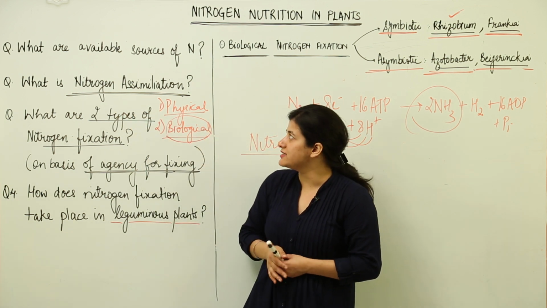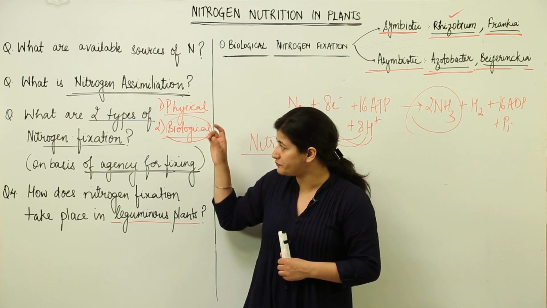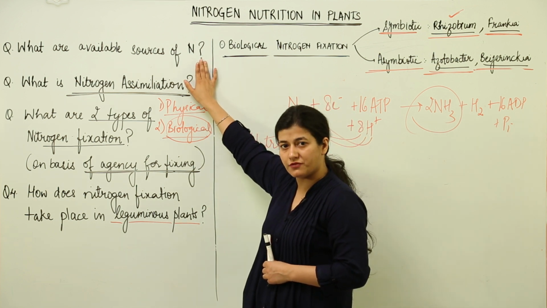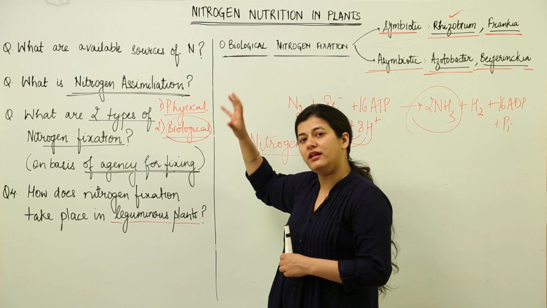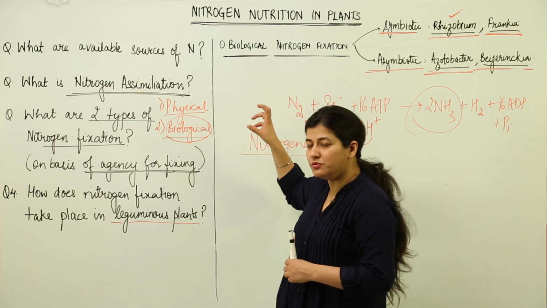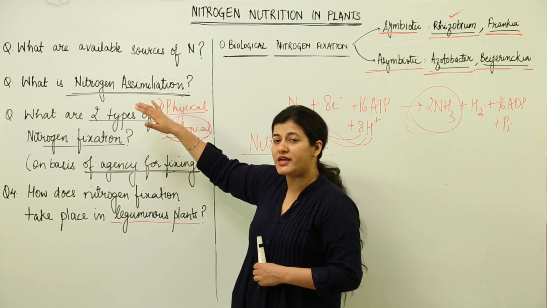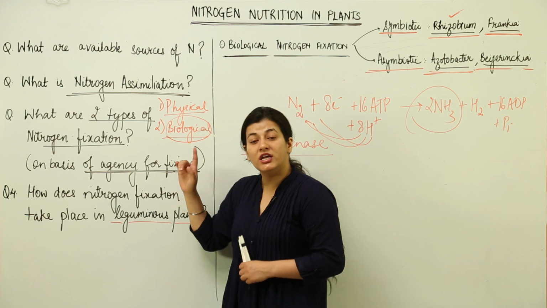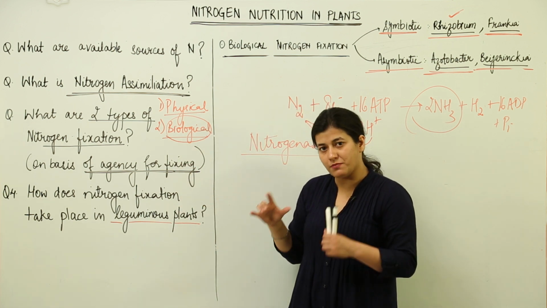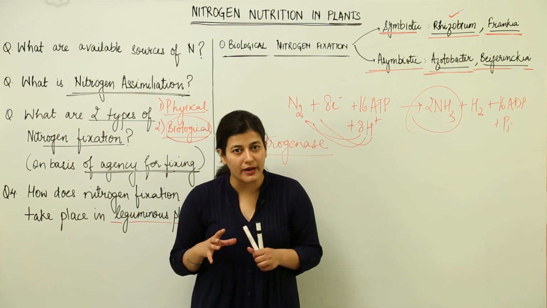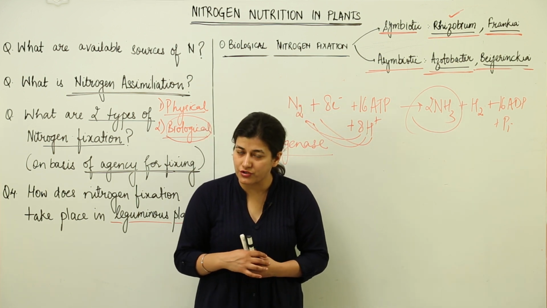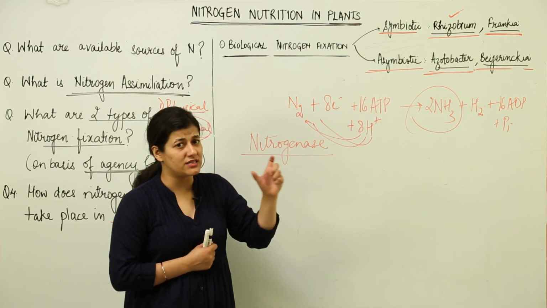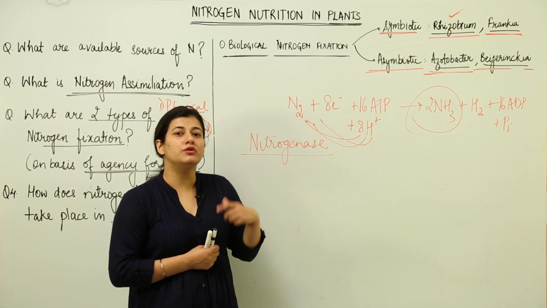So in the beginning we had discussed that we should be able to understand these points. Now I hope you are quite clear with what are the available sources of nitrogen. One would be atmospheric nitrogen and the soil nitrogen, which is in the form of nitrates and nitrites. Then how that nitrogen which is taken up, that would be assimilated. What are the two types of fixation, out of which the biological fixation is very, very important, because maximum of the nitrogen which is available to the plants, that is available through the biological nitrogen fixation.